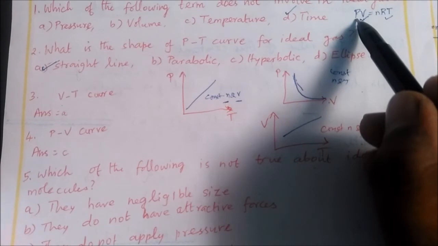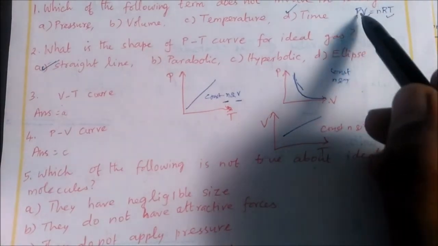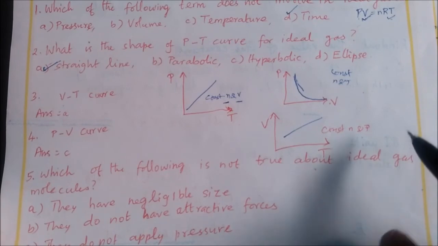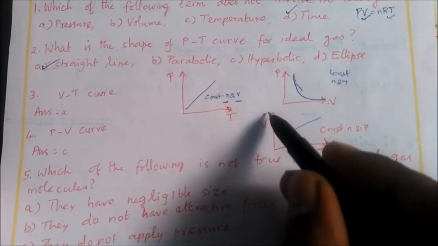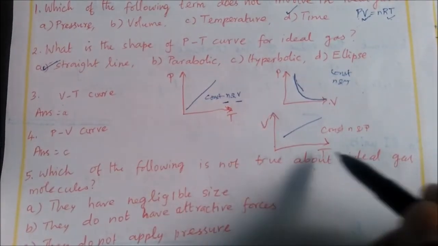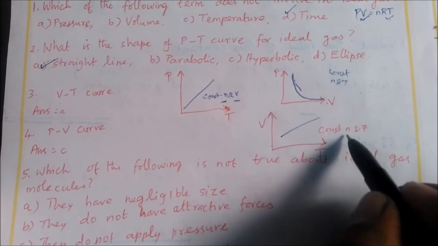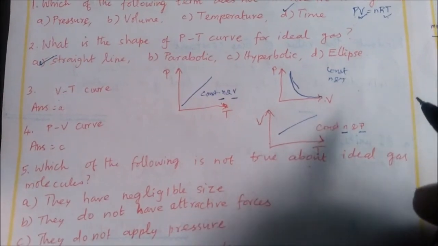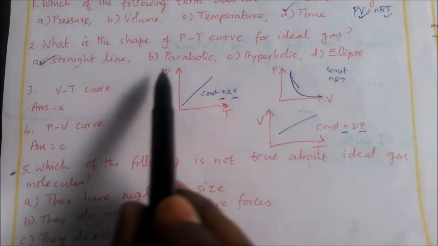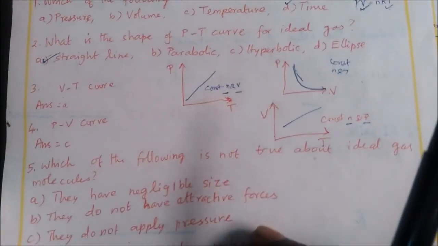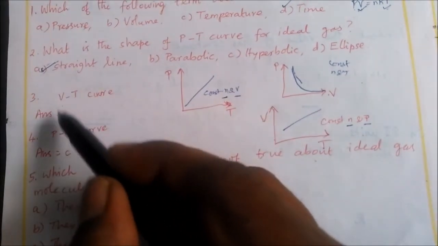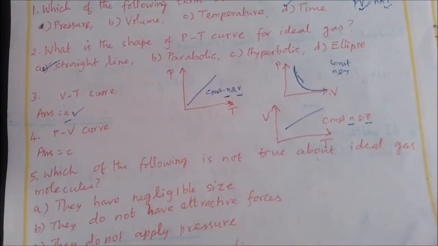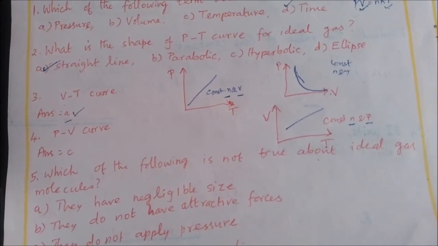Likewise, volume and temperature are directly related, so we will get the same type of answer. When we plot volume on the vertical axis and temperature on the horizontal axis, at a constant number of moles and pressure, we will get a straight line like this. As per the same concept, the answer is option A. Clear?